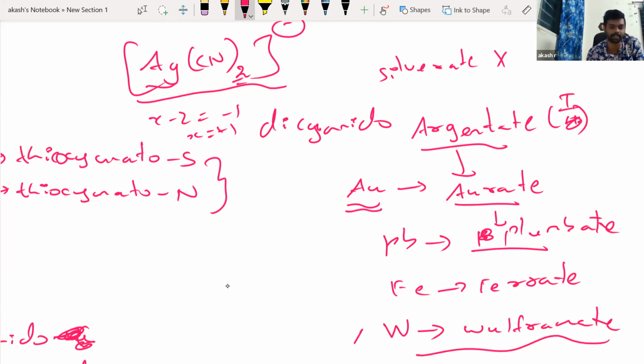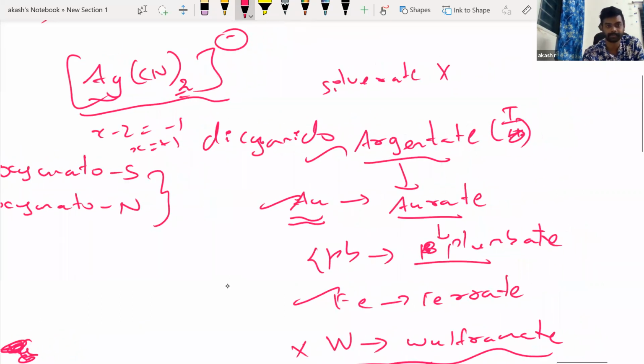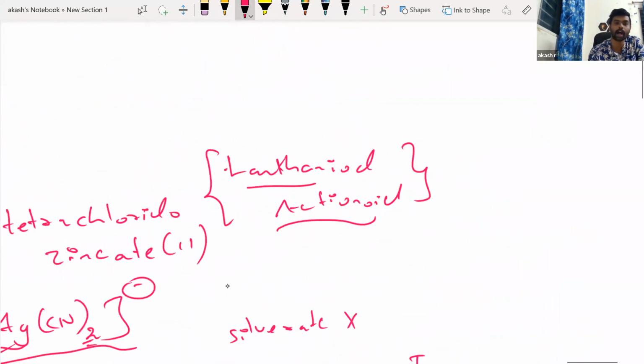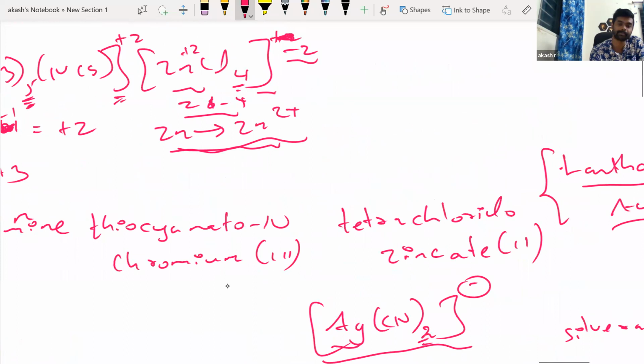Don't worry about this. These are maybe for your JEE Mains or JEE Advanced or NEET exams. But again, plumbate also you don't have to worry. But these three things, Ag, Au, and Fe, are very, very important. Okay, fine. So that is about the IUPAC naming. Done. Now we'll move on to the isomerism part.